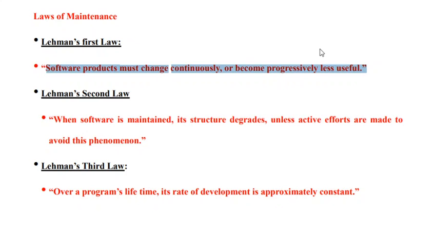There has to be constant development brought about in the software application to meet the changing expectations of the customer. So if changes cannot be incorporated into the software system, then the software system will definitely become less useful. This is the implication of the first law: a software product must continuously change or become progressively less useful.